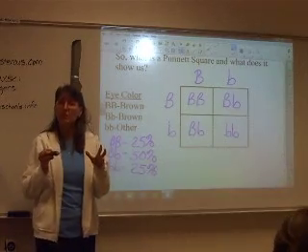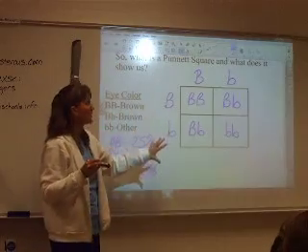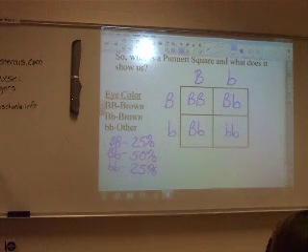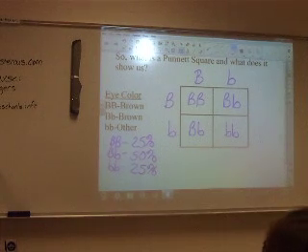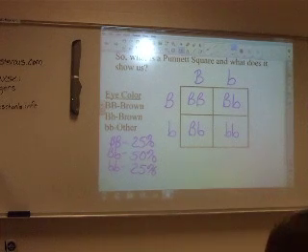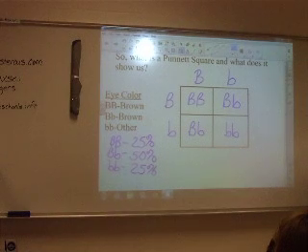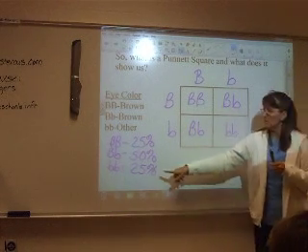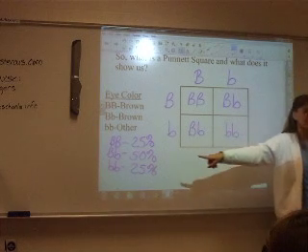So this is going to be big for terminology. So look at your box here and answer my question. What is the percentage that the offspring could have brown eyes? Raise your hand when you have an answer. What is the percentage that the offspring could have brown eyes? Taylor? 100? Can't be 100. 75.